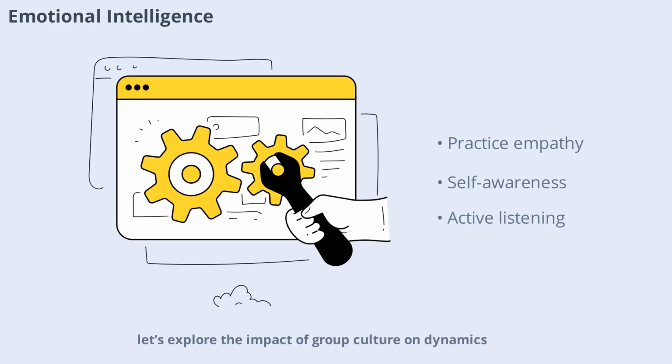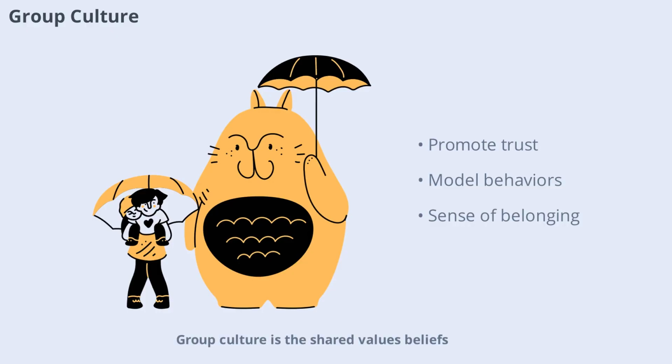Up next, let's explore the impact of group culture on dynamics. Group culture is the shared values, beliefs, and practices that shape how members interact. A positive group culture promotes trust, collaboration, and a sense of belonging. Leaders can influence culture by modeling desired behaviors, recognizing achievements, and addressing negative attitudes promptly. It's important to involve the group in defining and maintaining its culture. A strong culture helps teams weather challenges and stay focused on their goals.